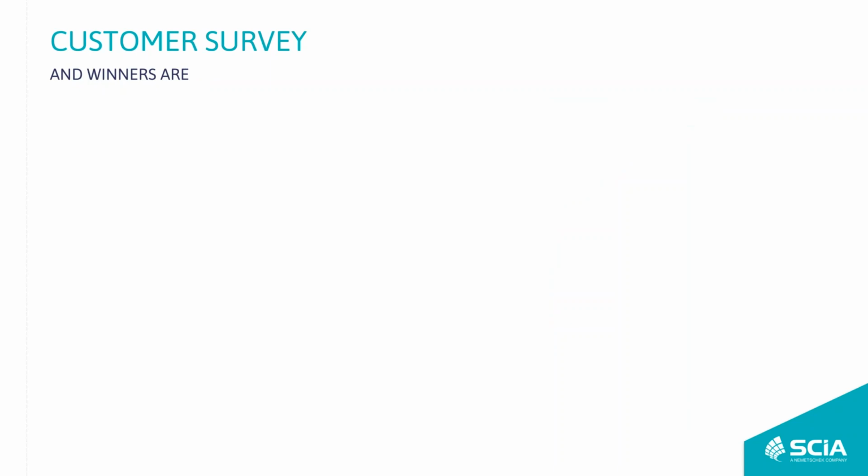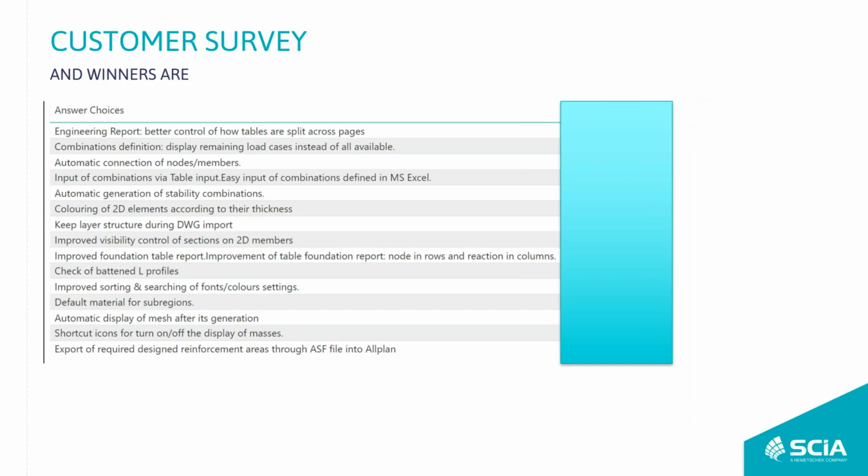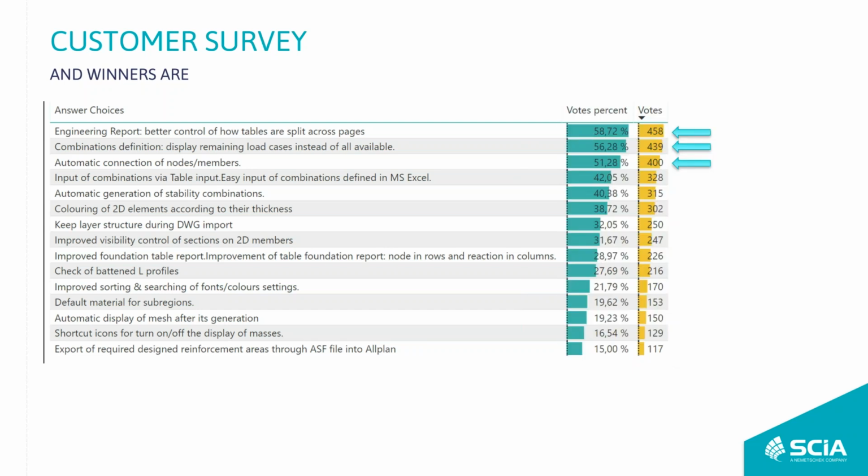What was in the survey and what are the winners? Here are the answer choices, and we committed to ourselves to deliver the top 3 items. Here is the list. You may guess who is the winner, and the winner is the engineering report, the better control of how tables are split across the pages.